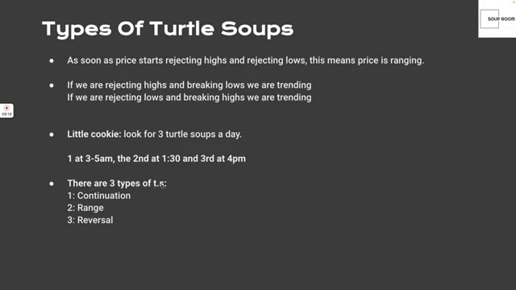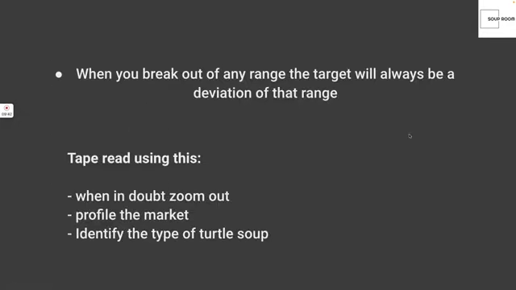There are 3 types of turtle soups. 1, the continuation. This is the kiss of death, explained in this lecture. Please rewind if you missed it. Turtle soup number 2 is a range, also explained in this lecture. And turtle soup number 3, the most popular, is a reversal. When you break out of any range, the target will always be a deviation of that range. To basically understand deviations, you would take out your fib and add a first, second, and third standard deviations.